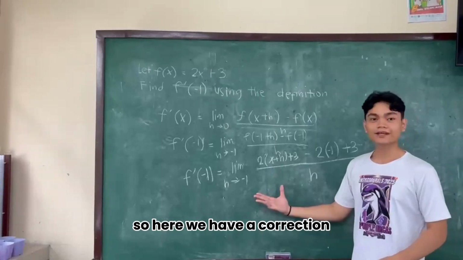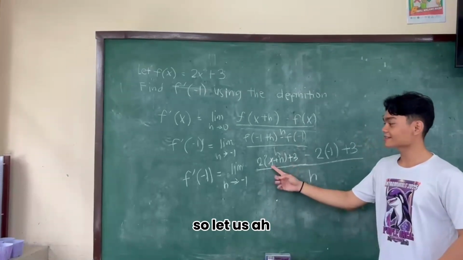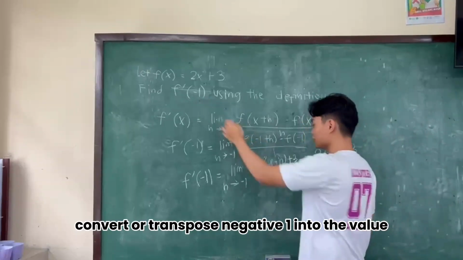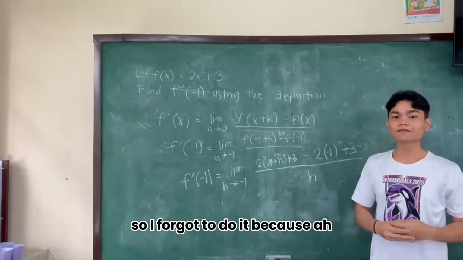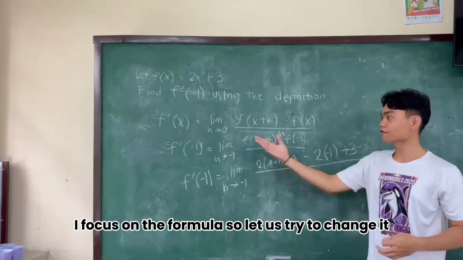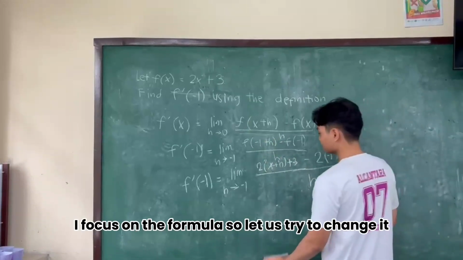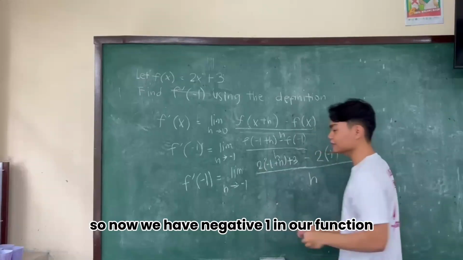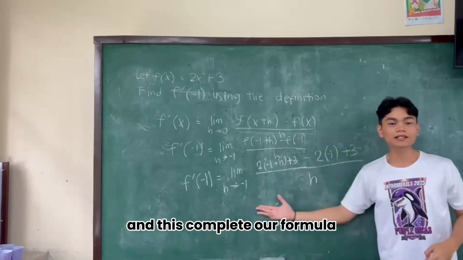So here, we have a correction. Let us convert or transpose negative 1 into the value. I forgot to do it because I focused on the formula. So let us try to change it. So now, we have negative 1 in our function, and this completes our formula.